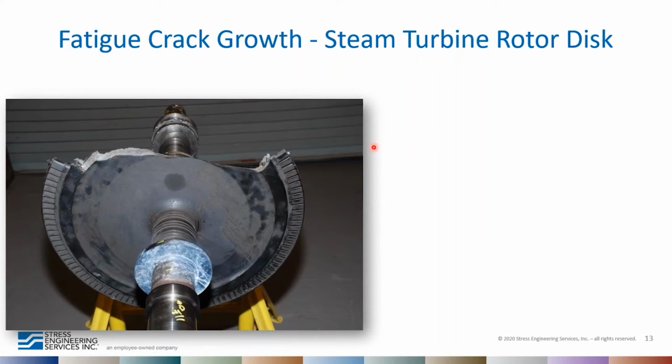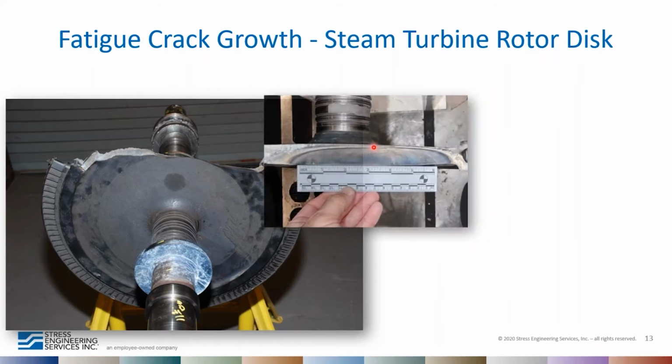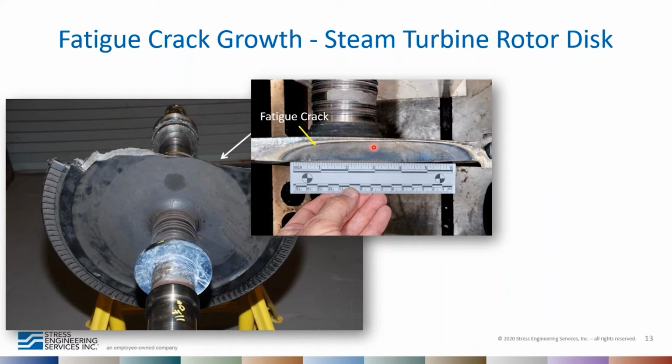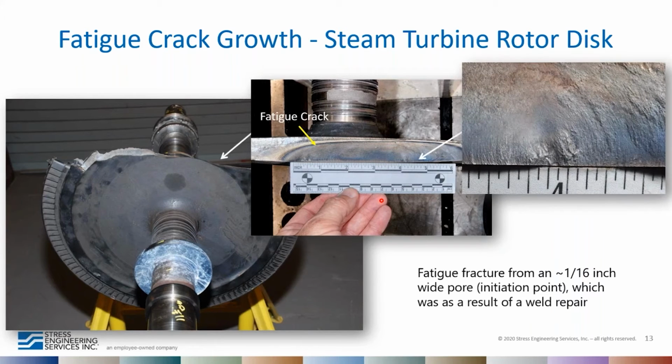This next one occurred on a steam turbine. So this is a steam turbine rotor which had a failure while in service. And so when we look a little closer at the fracture surface, we notice that there's a relatively distinct crack. It's a fatigue crack on the surface that had grown and eventually become critical and led to the failure. An even closer look at the fracture surface shows that there's a tiny pore right on the edge of the surface, which represents the fracture initiation point.